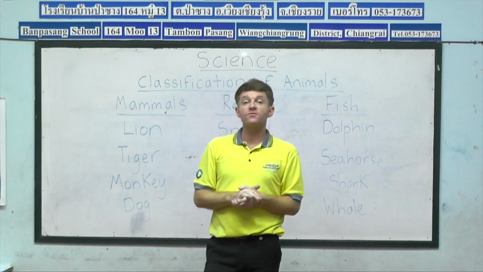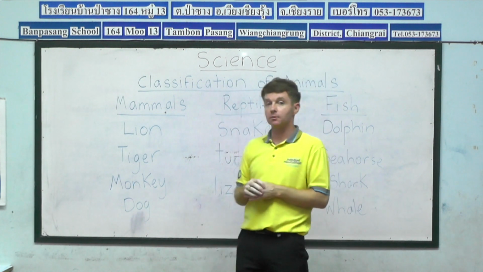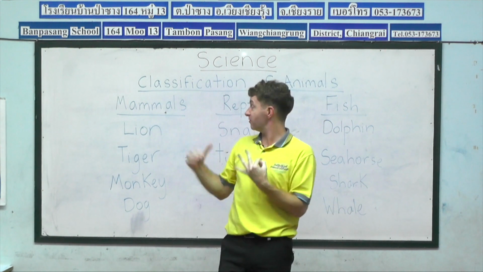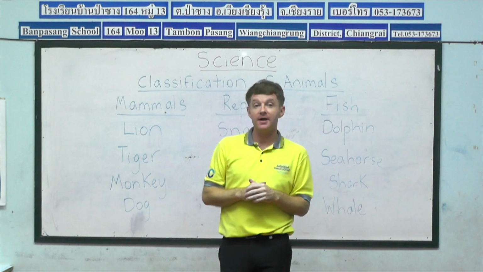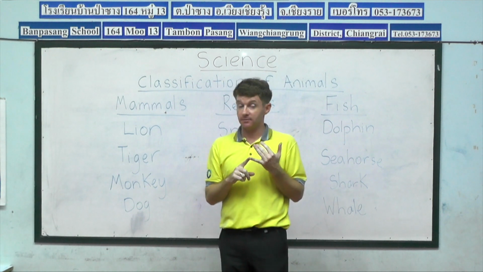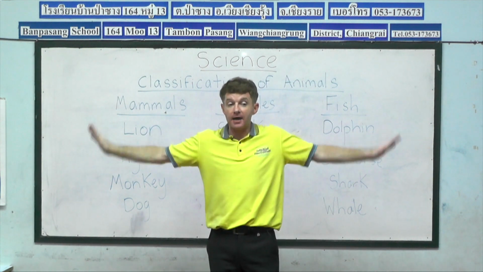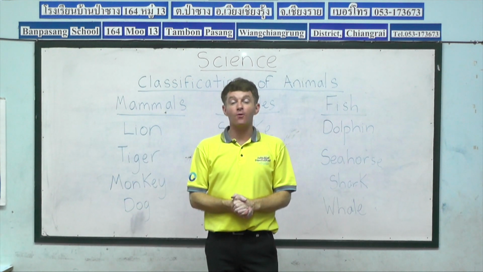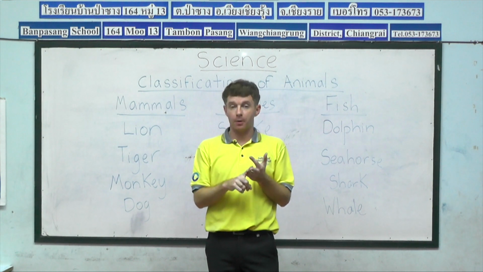And what we're going to do in today's lesson is we're staying with classification of animals, but there are 6 groups in total. We've learnt about the first 3. Today, we're going to learn about the second 3. And they are, ready guys? Amphibians, insects, and then in the sky, birds. Yes. So today, we're going to learn amphibians, insects, and birds.